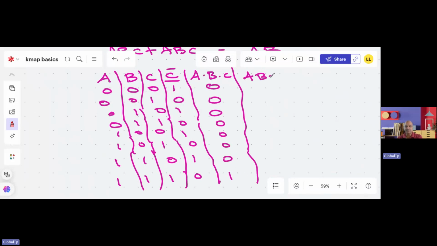Similarly, ABC bar is equal to what? I have 0, 0, 1, that is 0, and 0, 0, 0, that is 0, 0, 1, 1, 0, 1, 1, that is also 0, and then 0, 0, 1, 0 is 0, 0, 0, 0, 0, 0, 1, 0, 1, 0, 0, 1, 1 is also 0, 1, 0, 0, 0, 1, 0, 1, 0, 1, 1, 0, 0, finally 1, 1, 1, that is also equal to 1.